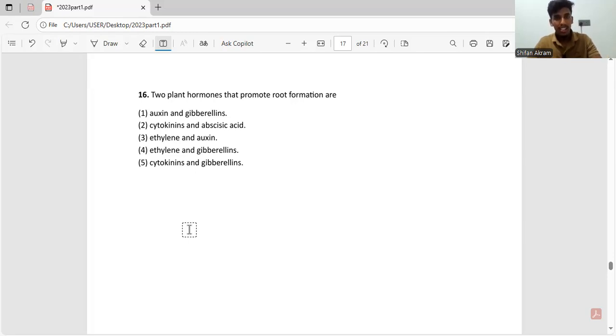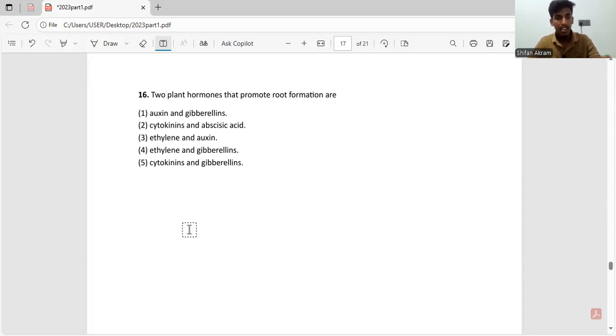Then we have cytokinins and abscisic acid. Cytokinins are involved in stem elongation, not root formation, but they do have a role in cell division in the root, but they don't promote root formation. Then we have abscisic acid. They are usually involved in inhibiting growth, so they don't form the roots. So again, first statement is wrong, second statement is wrong.